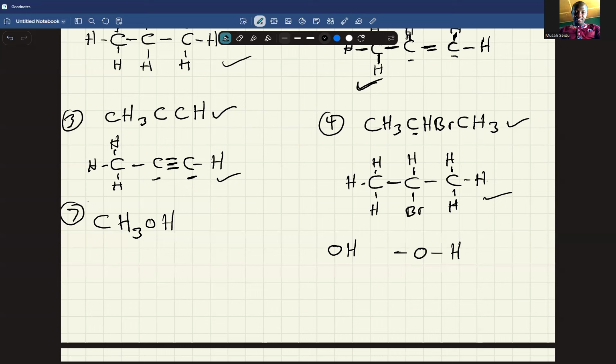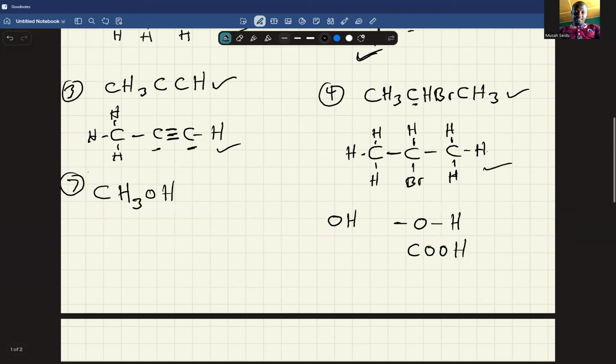Now, if we have, let's say, COOH, then the first C is bonded to 1 O and also OH. So if it is bonded to O, it is a double bond. And OH, that is it. That's what you have to always remember. All right. So now let's move on.